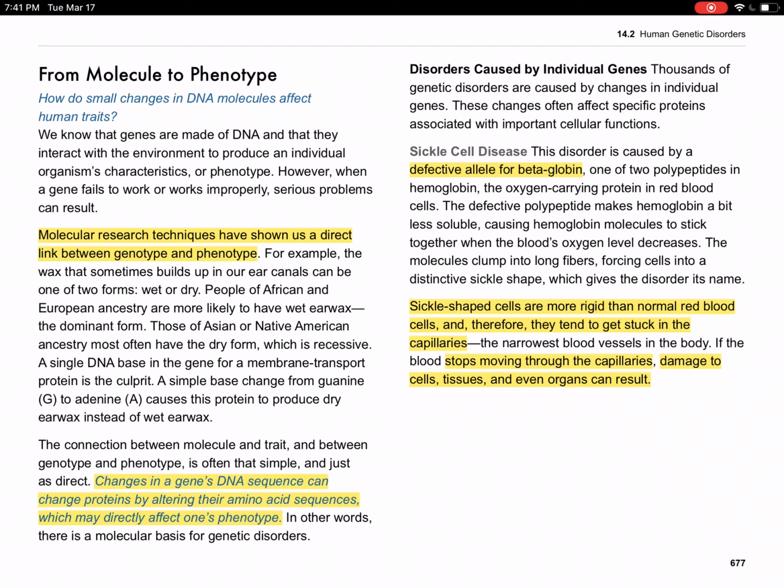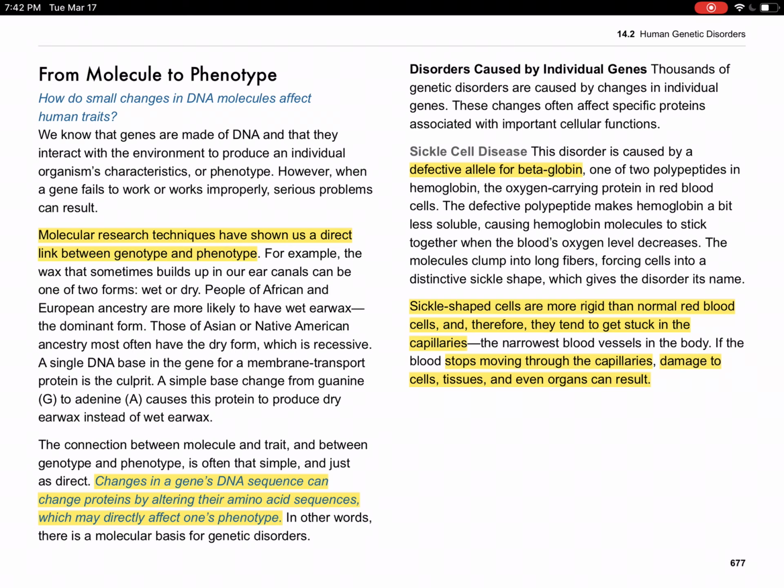Earwax has two different forms, wet or dry. People of African and European ancestry are more likely to have wet earwax, the dominant form. Those of Asian or Native American ancestry most often have a dry form, which is recessive. A single DNA base in the gene for a membrane transport protein is the culprit. A simple base change from guanine to adenine causes this protein to produce dry earwax instead of wet earwax.